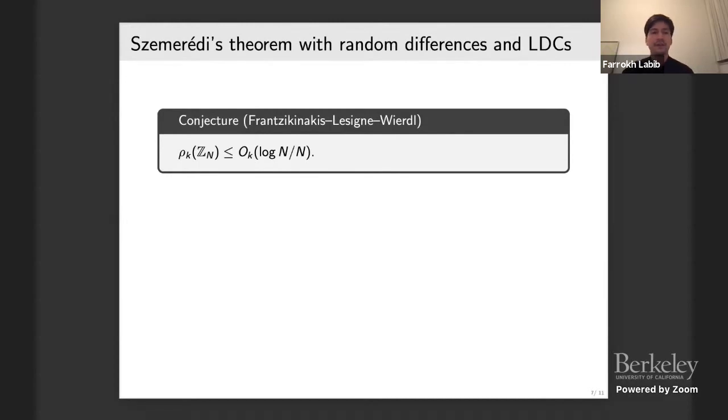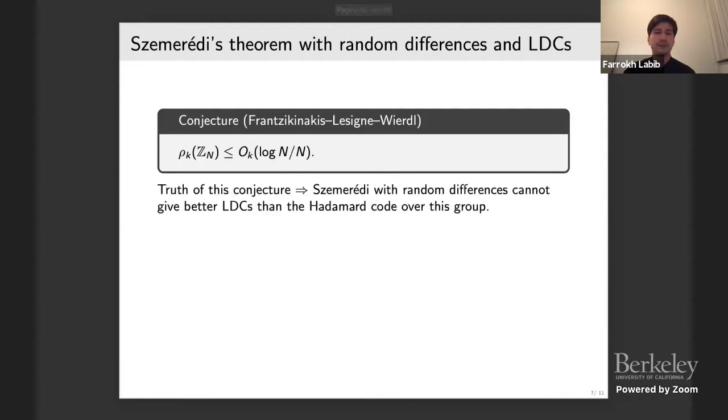And a conjecture by Frankl, Lovett, and Wigderson states that this probability rho k for the group Z mod n is at most log n divided by n. And if you work out the details, the truth of this conjecture would imply that in this framework, Szemerédi's theorem with random differences cannot give better LDCs than the Hadamard code over Z mod n.